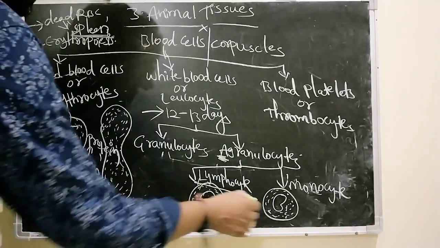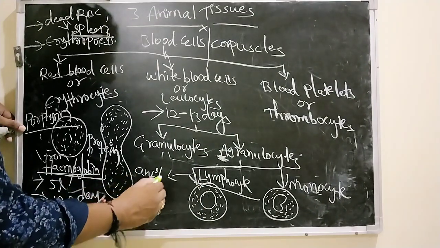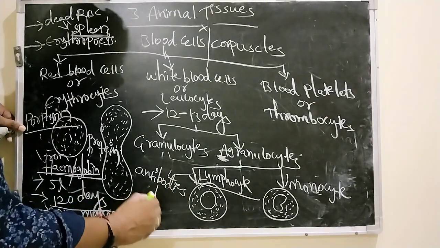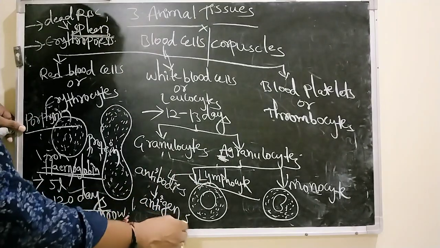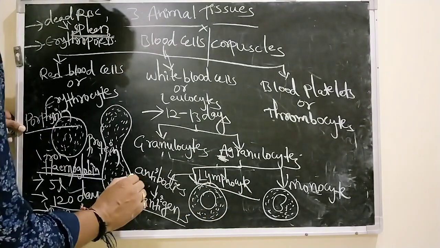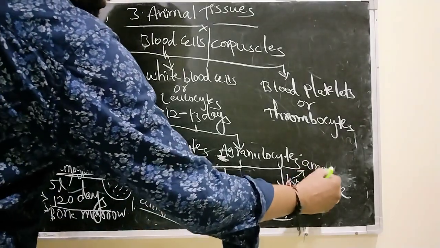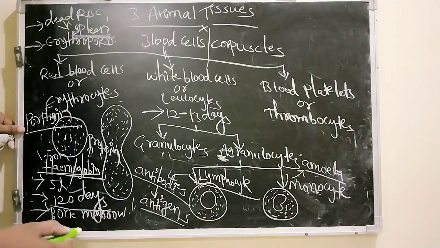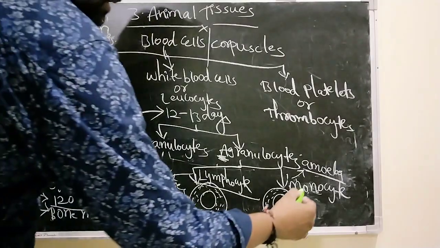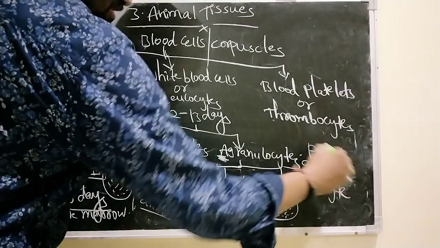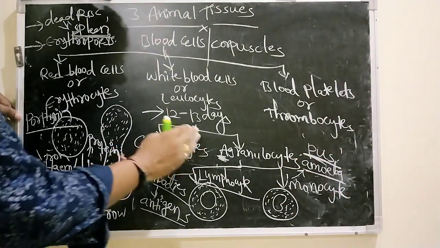What is the function of lymphocyte? Lymphocytes release antibodies and destroy antigens that enter the body. Those antigens are killed by lymphocytes by producing antibodies. Whereas monocytes move like amoeba, and they engulf the disease causing organisms and send the wastes in the form of pus to the outside. Okay, so this is about the white blood cells.